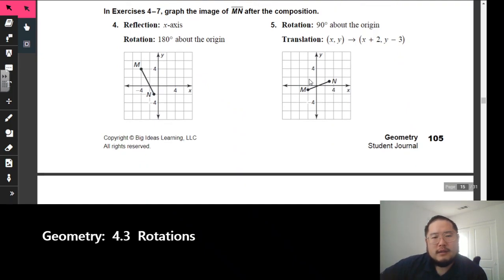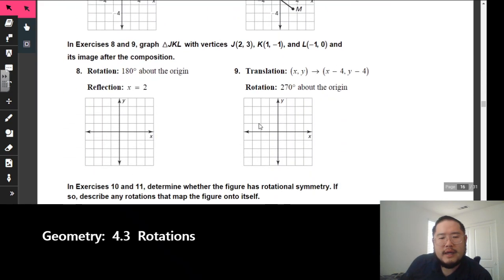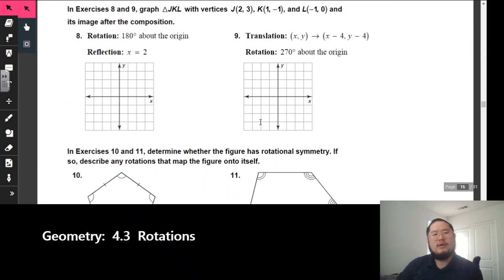All right, it says we got a composition here, and we want to try to figure out where this is going to be. Number 4, we'll go ahead and skip that. I think we'll skip 4, 5, 6, and 7, and let's go ahead and roll down to number 8. So we have, once again right here, a triangle. We got vertices J, K, and L.